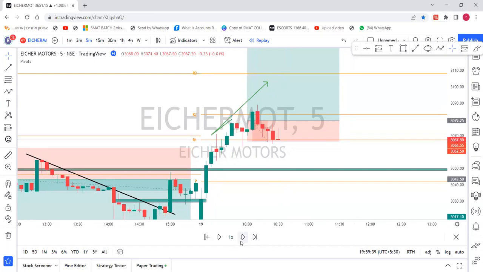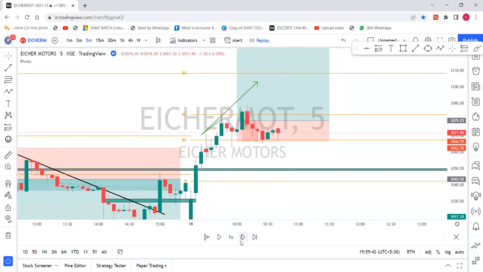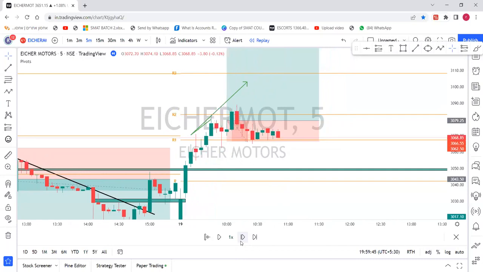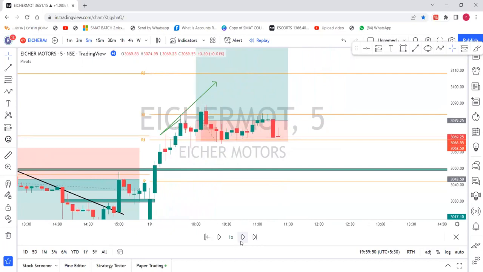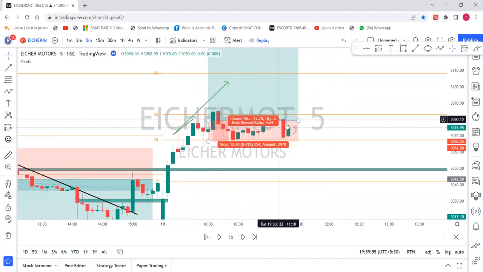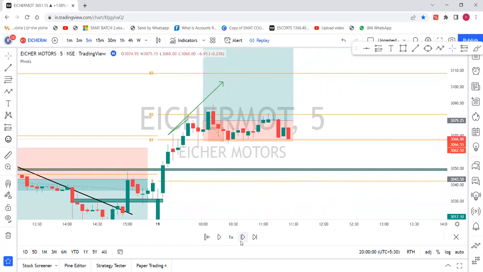Still not yet, not yet. I would prefer to exit at cost to cost rather than holding this trade as of now.